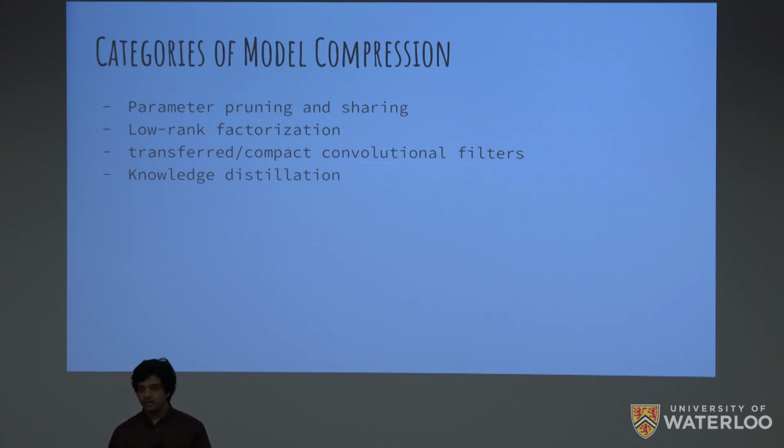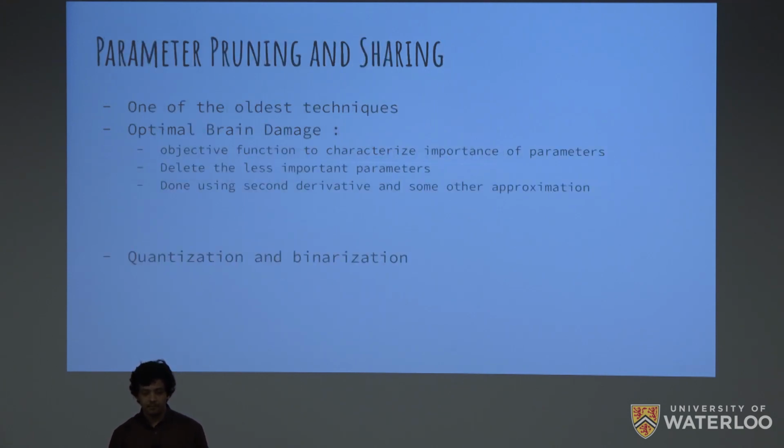The third technique is quite specific to convolution neural networks, since most of the literature comes from the computer vision research, and the idea is to build compact convolutional filters, and these are specific to CNNs. And the fourth approach is knowledge distillation, which I'll be talking about in detail towards the end of my presentation.